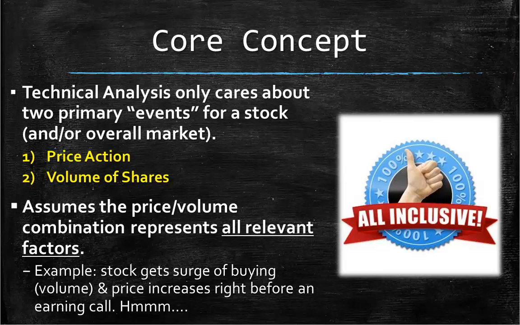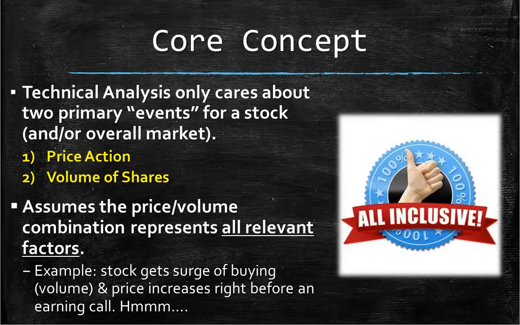Technical analysis assumes that the price and volume combination represents all relevant factors. So what do I mean by that? Well, as you get more experience, you're going to see stuff like this. When you look at the chart, you're going to think, that's weird. A stock got a surge of buying, which is volume, and the price increases right before an earnings call. Why? And then all of a sudden the earnings call says we're doing great, we have new record sales. Well, that's odd.